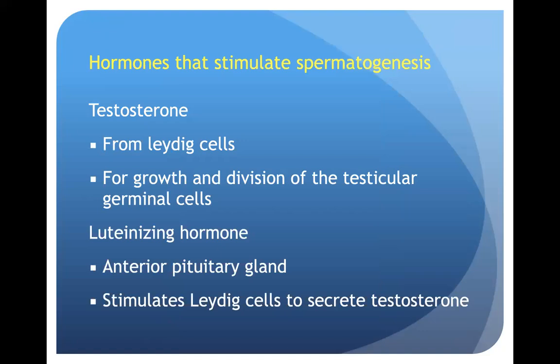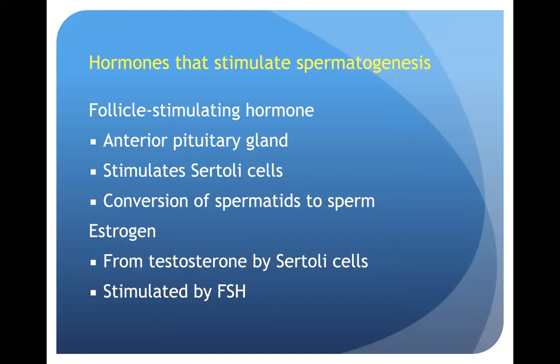And so again, testosterone from your Leydig cells is very important for the growth and division of the testicular germinal cells. And then your LH from your AP will stimulate your Leydig cells to secrete testosterone. And then your FSH, again, stimulates your Sertoli cells to start your spermatogenesis during puberty. And it is also very important for the conversion of your spermatids into a mature sperm cell.